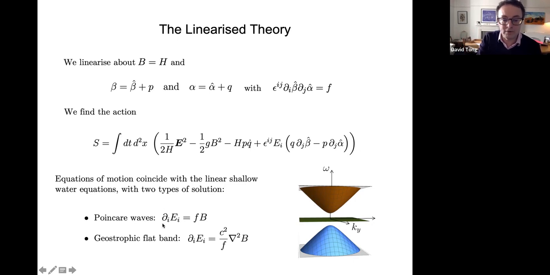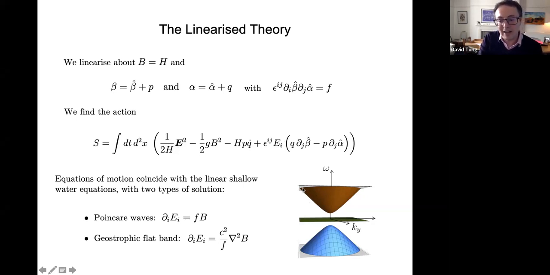So there are Poincaré waves, which after you integrate out the P and Q variables, turn out to solve the following equation. And then there's the geostrophic flat band, which is this slightly unfamiliar thing, which solves the equation at the bottom there. All right. So this equation includes both of these modes. And what would be nice to do is to somehow integrate out these P and Q variables to just get an equation or an action for electric and magnetic field.